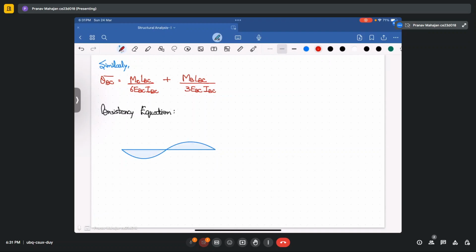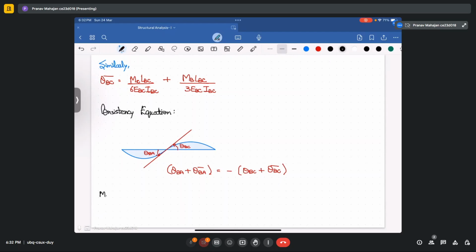So your consistency equation will look like this. Suppose this is your deflection and the slope here is like this. And this is your theta BA. This is your theta BC. And finally, you will get theta BA plus theta BA bar will be equal and opposite to theta BC plus theta BC bar. Okay. So if you substitute all the values, what you will get?